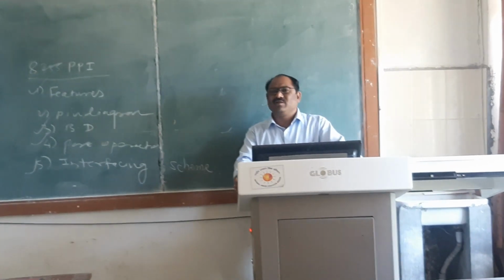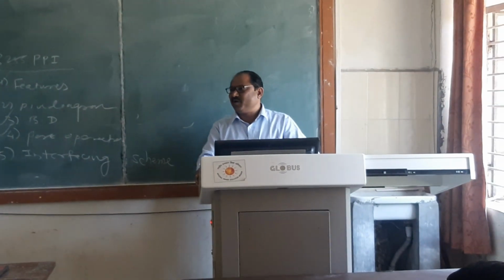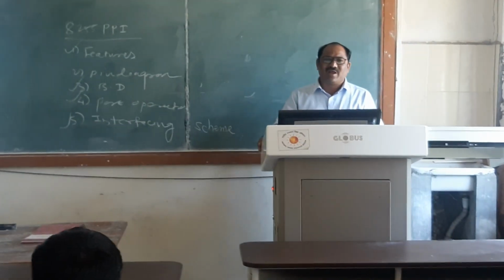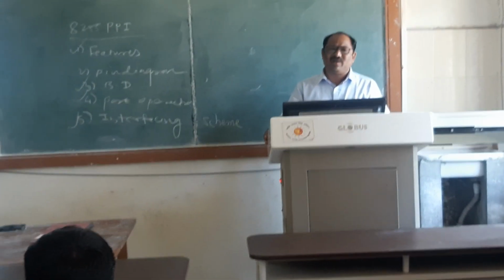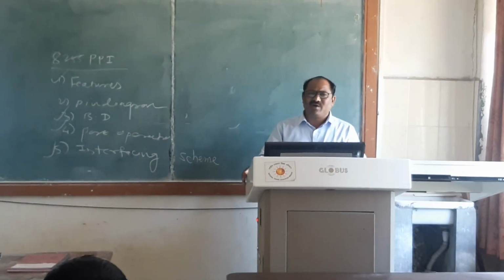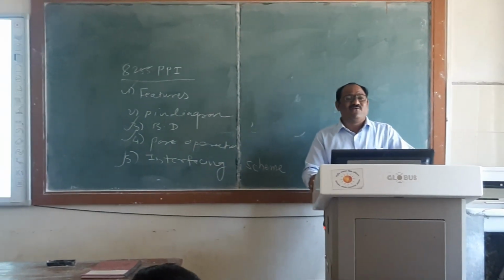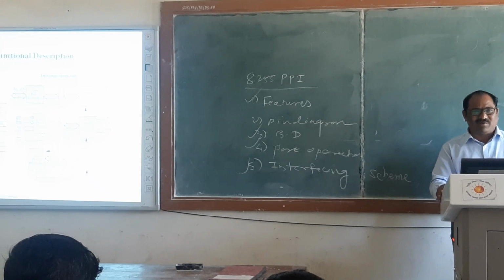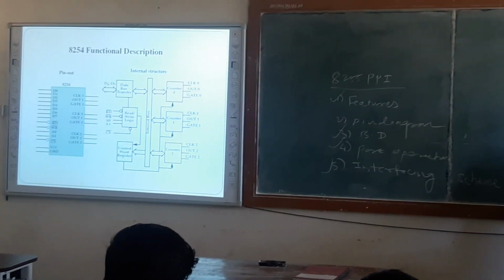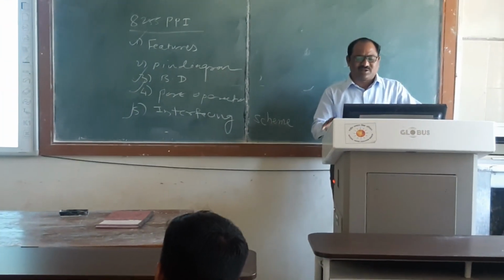A0 and A1 are for counter selection. For example, if A0 and A1 are 0, 0, counter 0 is selected; 0, 1, then counter 1 is selected; 1, 0, counter 2 is selected; and 1, 1 is the control word. Okay, what is the control word? The data from D0 to D7 available on the data bus is written into the control word register. Okay, so we will discuss that.